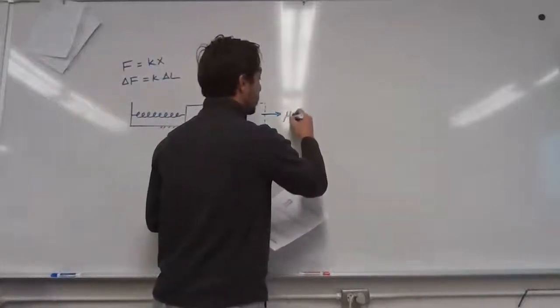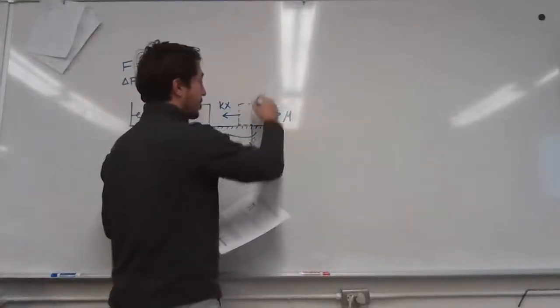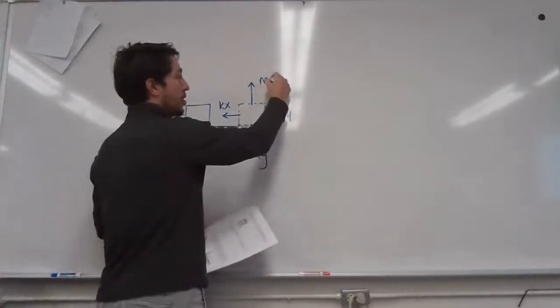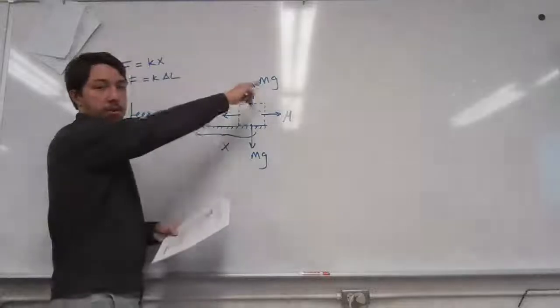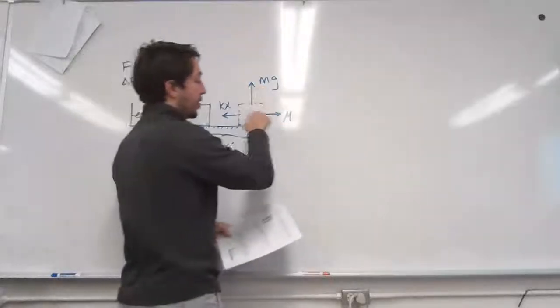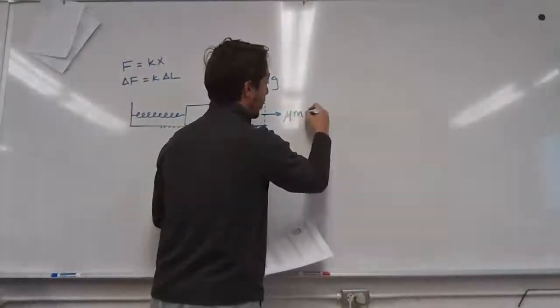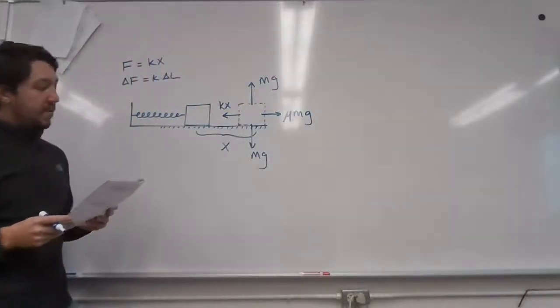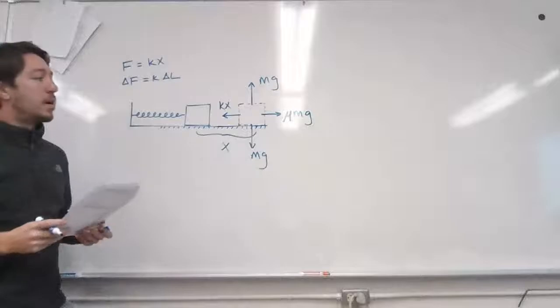Mu times. Yeah, so don't forget, let's make the whole force diagram. There's mg pulling it down. The floor pushes up with mg, that's called the normal force. And so the friction force is mu times the normal force. Cool beans to everyone? All right, now.